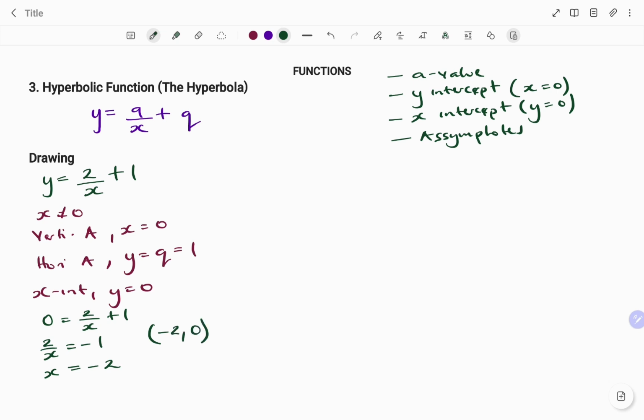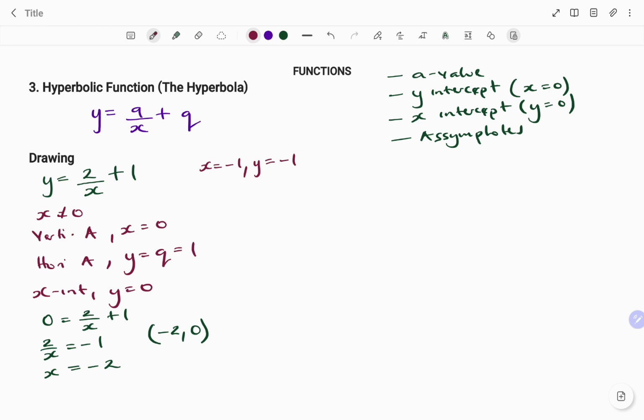I'm going to pick a couple more points on the graph. I just need a couple more points to draw a good graph, or close to perfect graph. So if I have, for example, x equals -1, I'm just picking a couple of random points on the graph, I have the value of y equal to -1.